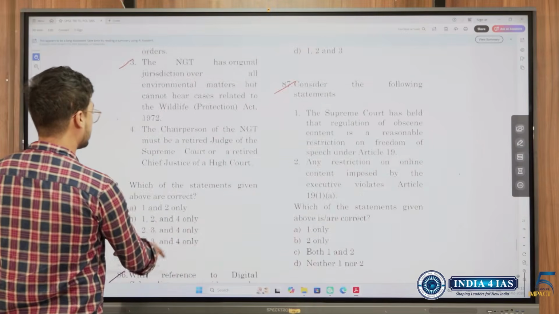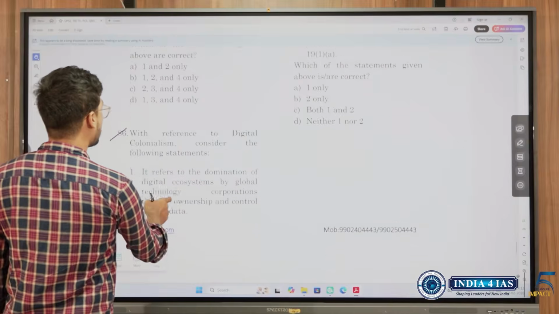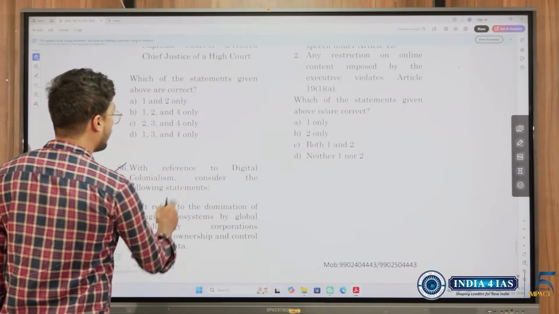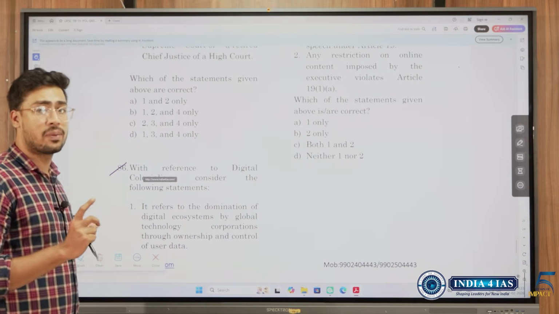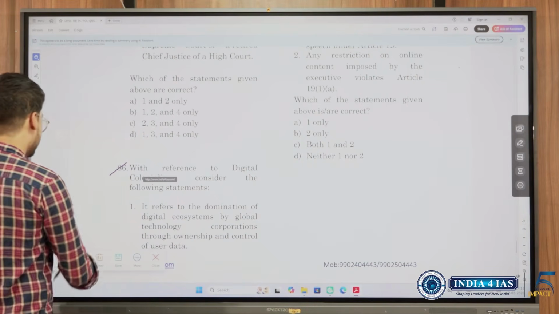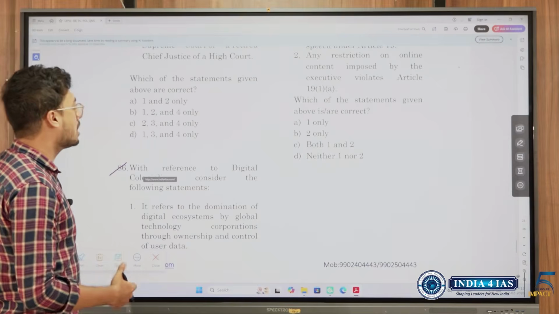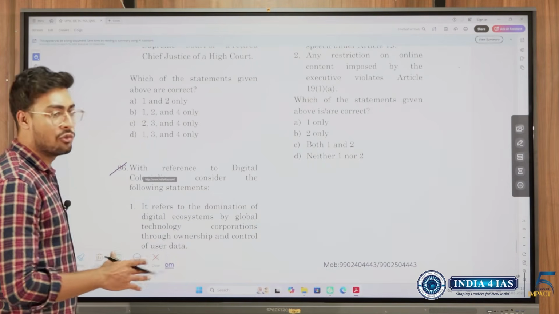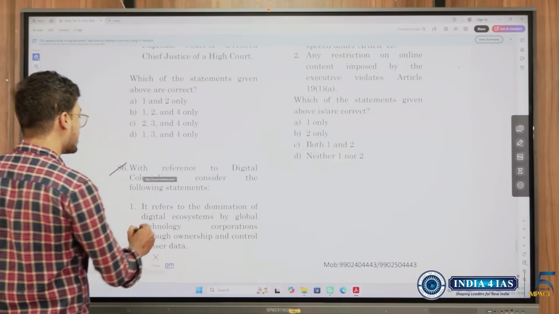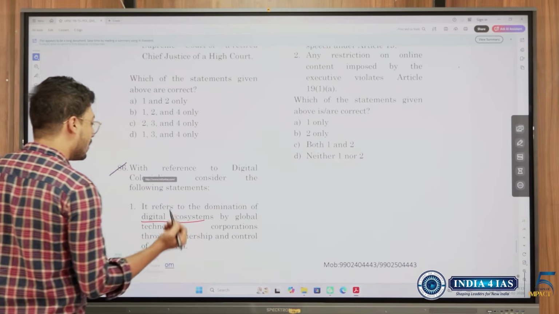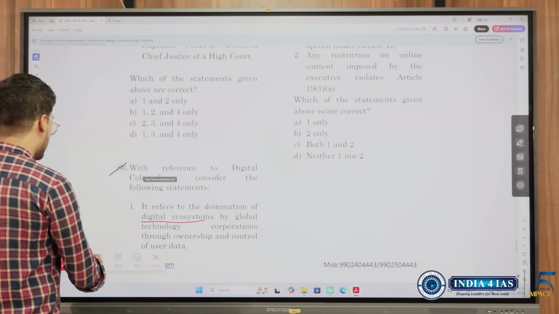With reference to digital colonialism, we might have heard about colonialism. This is digital colonialism, a familiar term. It is not very new. Obviously, we wouldn't have come across it in detail, but we might have heard the term. So how we could have got the question is correct. It refers to domination of the digital ecosystem by global technology corporations through ownership and control of user data.